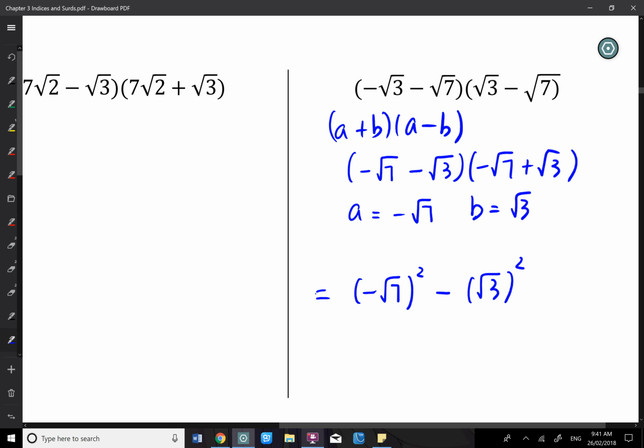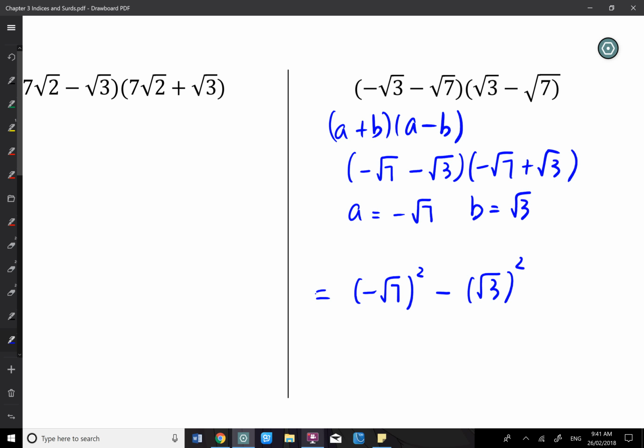I know you can work out this question by expanding them one by one. If you don't recognize it, you can use this formula. But it will be really quick if you can see, oh, that's the difference of perfect squares. When you see exactly the same numbers in two brackets, like root 7, root 3, root 7, root 3.